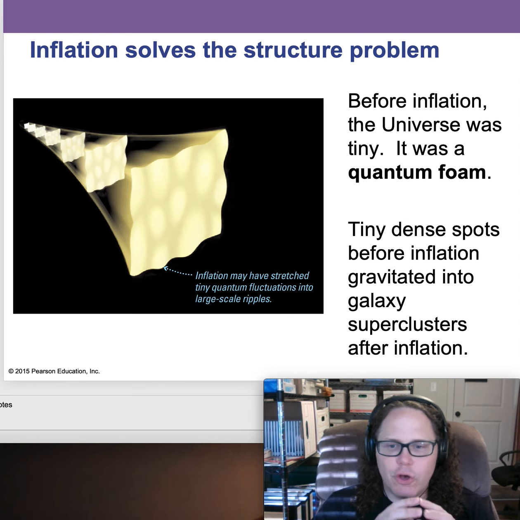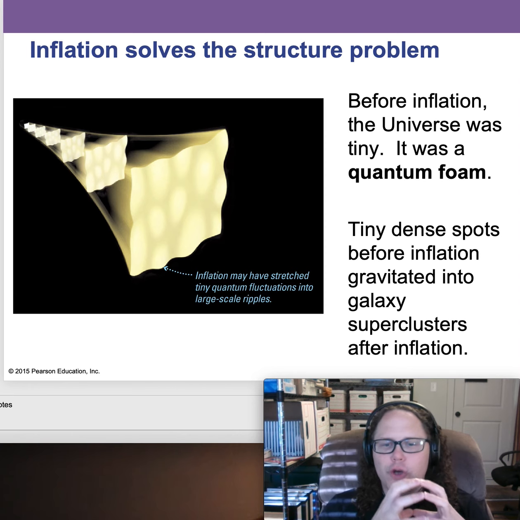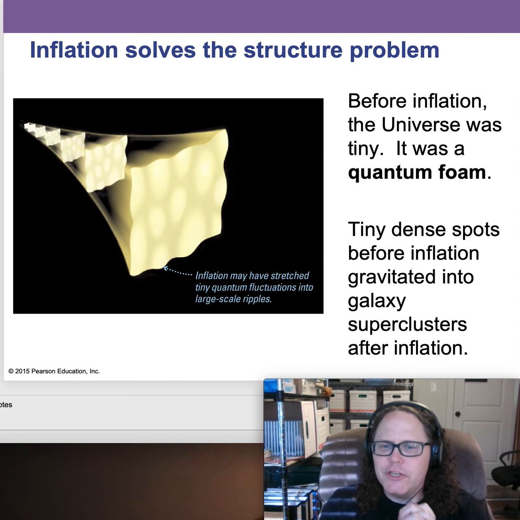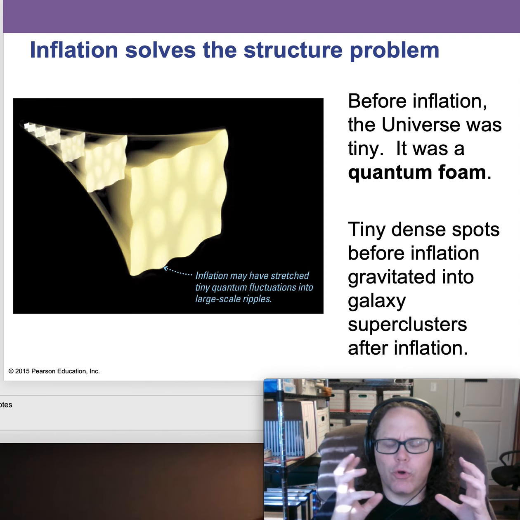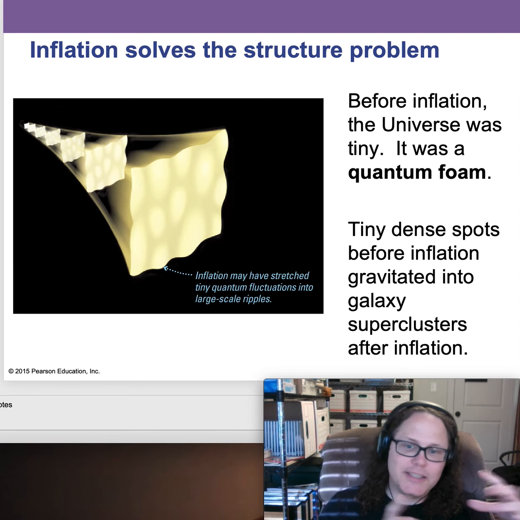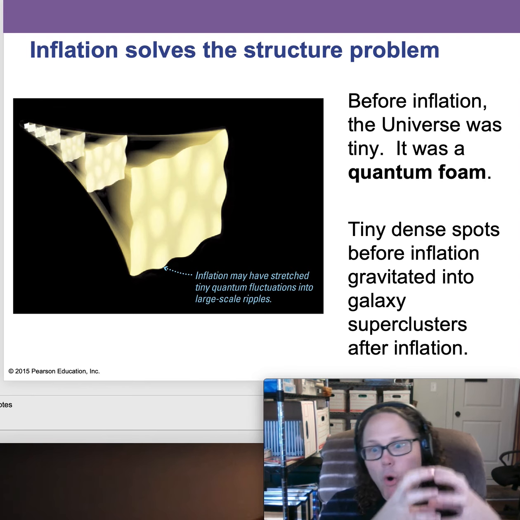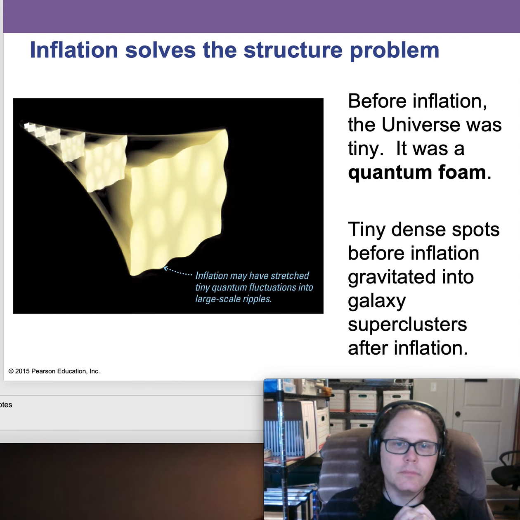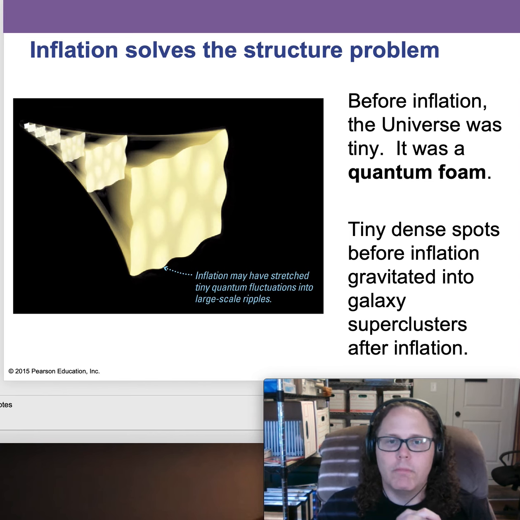Before inflation, the whole universe was so hot and so dense that particles overlapped each other. That happens in the small world, in the quantum world. Particles overlap each other, and when they do that, they are laid out like a foam. Some spots are a little denser than others. Some spots have more overlap between particles than others. Before inflation, the universe was a quantum foam.